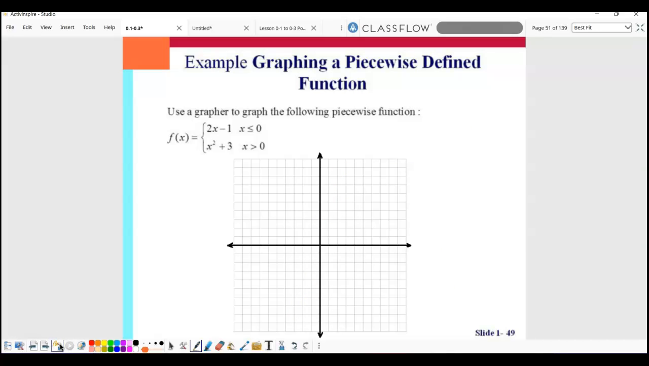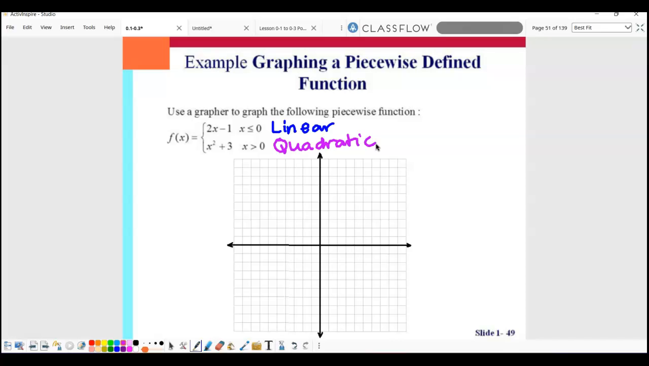So we have 2x minus 1 and x squared plus 3. So 2x minus 1 is linear. X squared plus 3 is quadratic. So we have a good idea of what our graph should look like. We should have a line and a curve. The breaking point is at 0. So that means to the left of 0 is the linear, to the right of 0 is the quadratic.